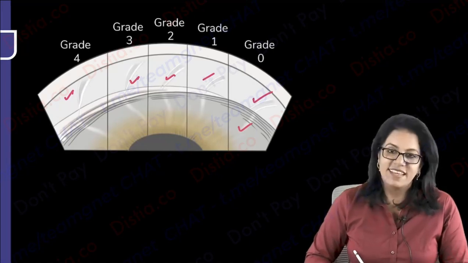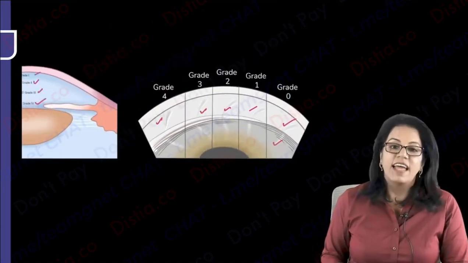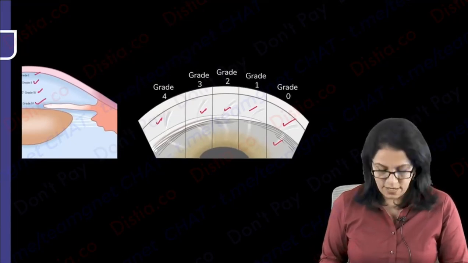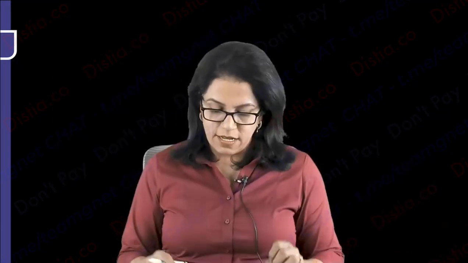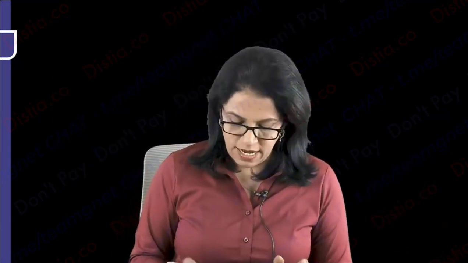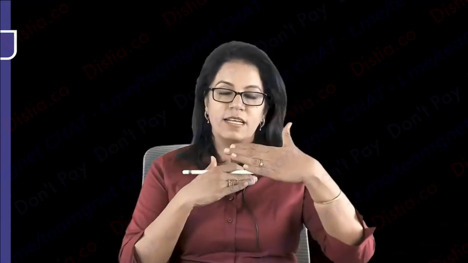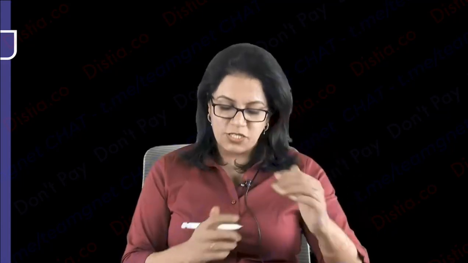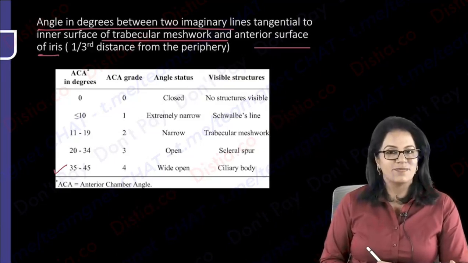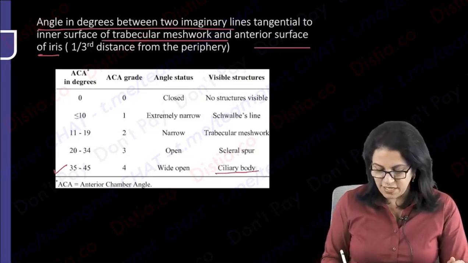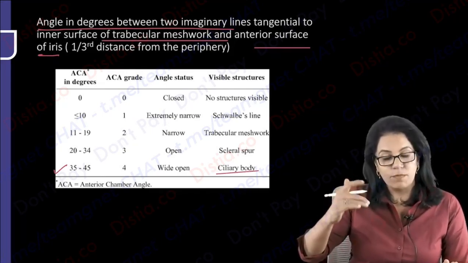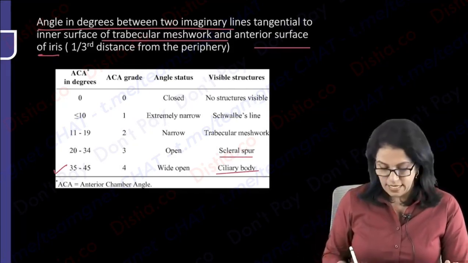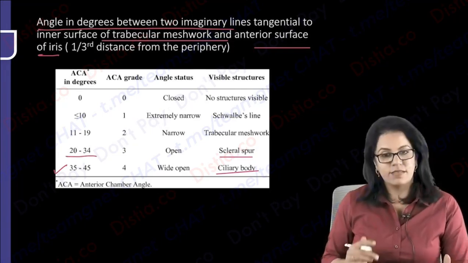This is only iris. So what are the angle structures seen, and how do we grade it? We can see from this chart. If you don't invest too much time in learning, just understand what Schaffer's is as a basic thing. Whenever the angle between these two tangential lines is around 35 to 45, we will grade it as grade 4. It is wide open. We will see up to the ciliary body band. But if I am not seeing the ciliary body band and only see up to the scleral spur, that means it's still open.